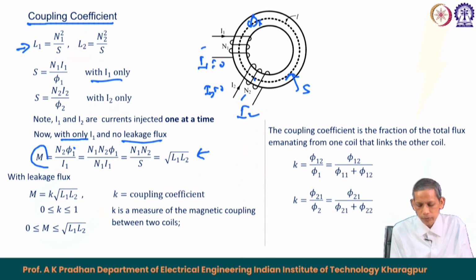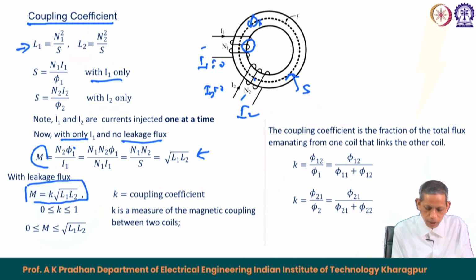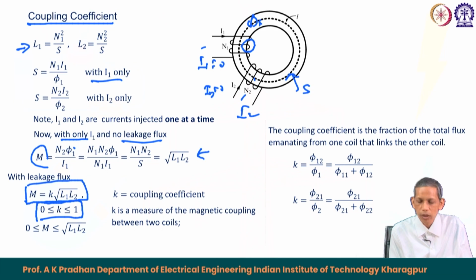But now, we say that the flux produced by coil 1 may be linking in this path also, which does not link to coil 2, because coil 2 links only the flux which goes through the core. So, that is the leakage flux. In this kind of environment, in the non-ideal case, M can be expressed as M equals k root over L1 L2, and k can vary from 0 to 1 depending on the leakage, or the linking flux from 1 to 2 or 2 to 1, vice versa. The k here is called the coupling coefficient. When k equals 1, M equals root over L1 L2.